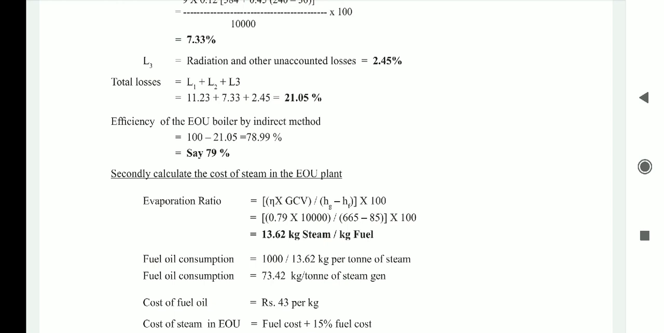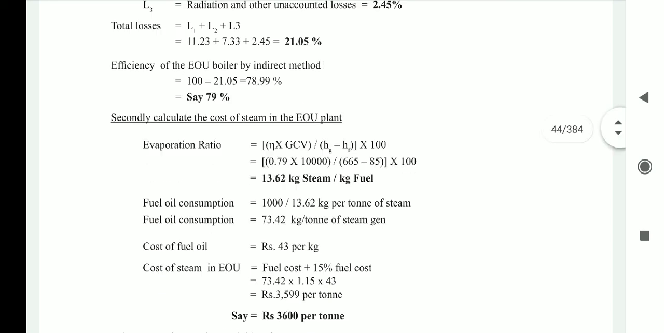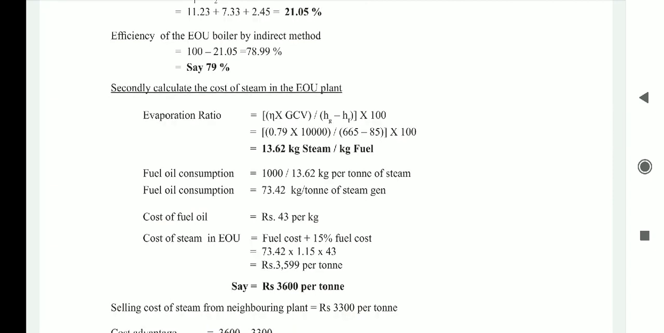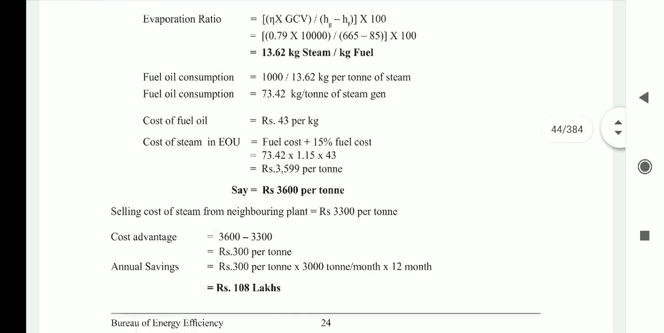Therefore, the cost of fuel oil is rupees 43 per kg. Then the cost of steam in the export-oriented unit is equal to fuel cost plus 15% of fuel cost, which is used for auxiliary equipment. Then 73.42 into 1.15 into 43. The 1.15 is the factor for auxiliary equipment. Therefore, rupees 3599 per ton. Say rupees 3600 per ton.